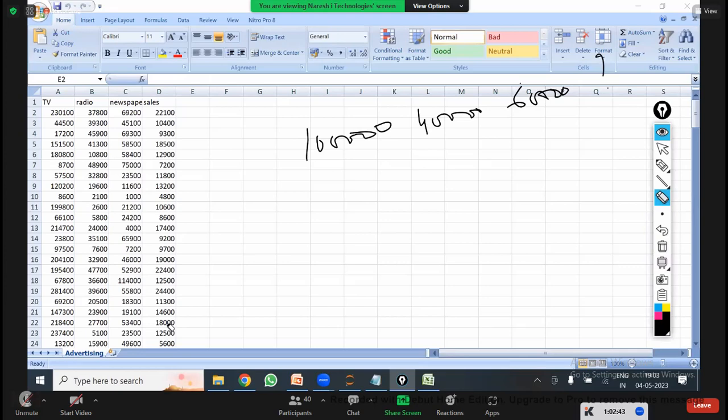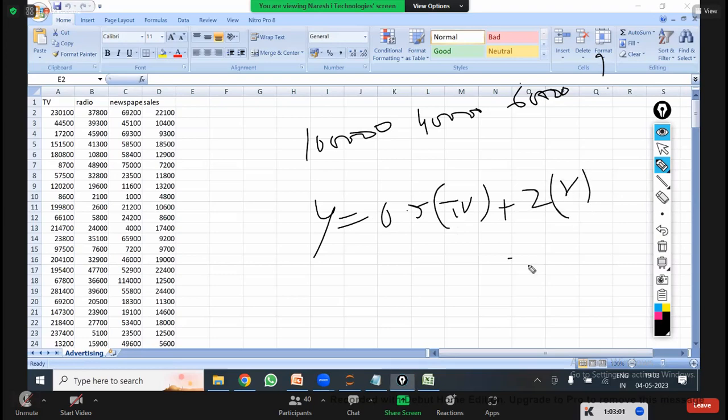Statistically, mathematically, it will identify. It will not identify randomly. So it will identify the relation between both of them, and it will create one equation. The equation is something like this: Y is equal to 0.5 into TV plus 2 into radio plus 4 into newspaper. Something it has identified like this, assume.